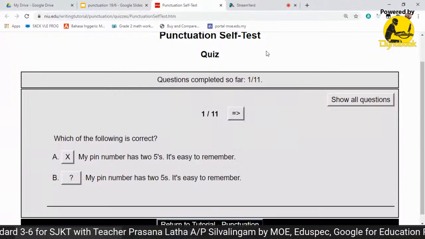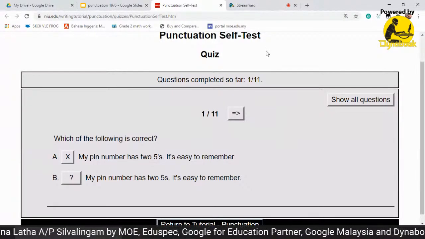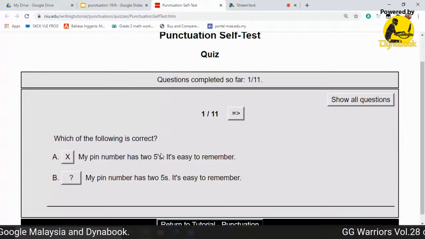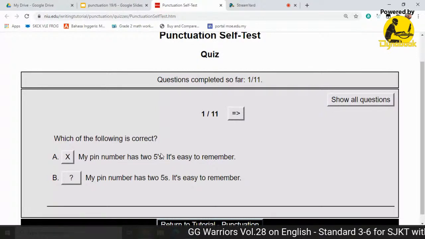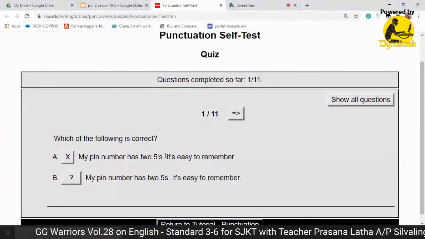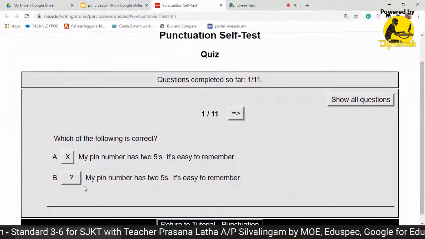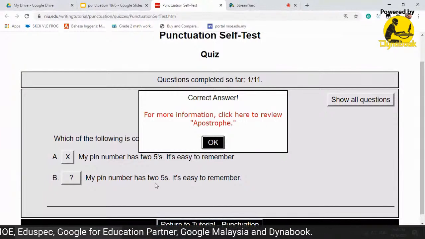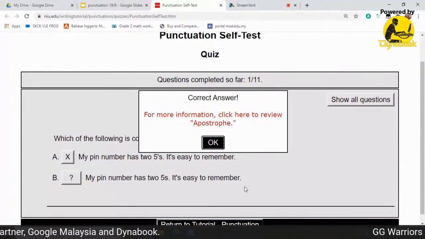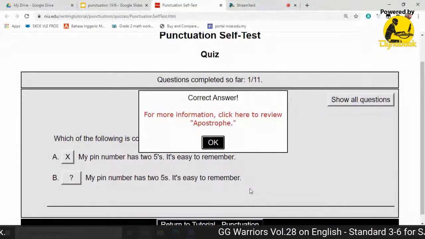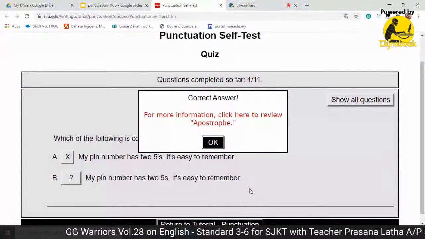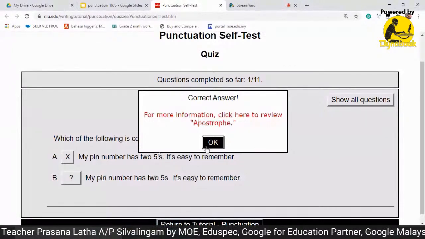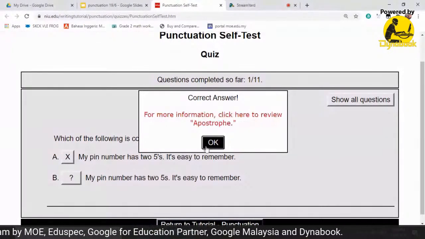Okay, why is it incorrect? Because you don't need an apostrophe here. We are not showing any possessive ownership of the 5s here. There's no ownership that you're going to prove here, so you don't have to put an apostrophe. So the answer would be, my PIN number has 2 5s. It's easy to remember. It's as simple as that, because you remember an apostrophe is to indicate ownership. There's no ownership here. Okay, so let's look at question number 2.